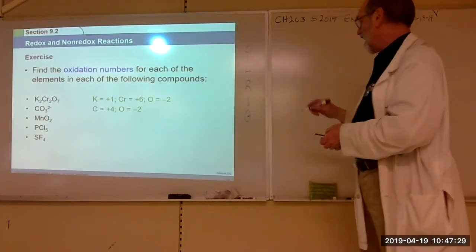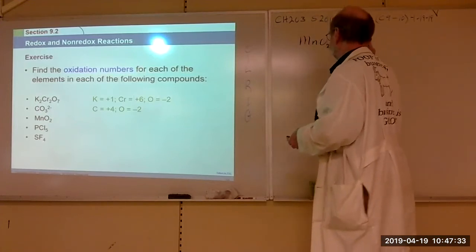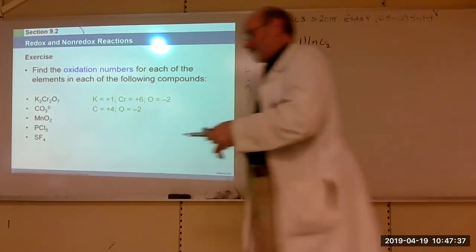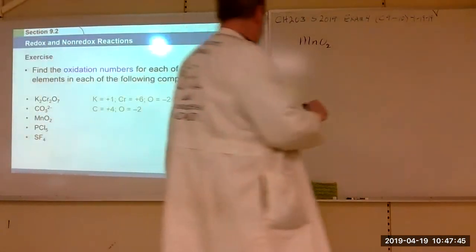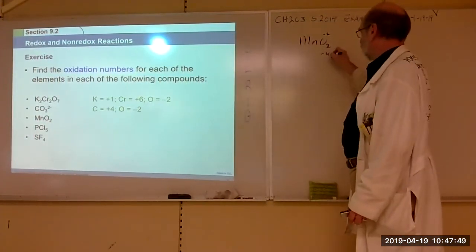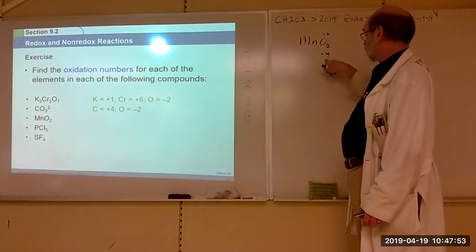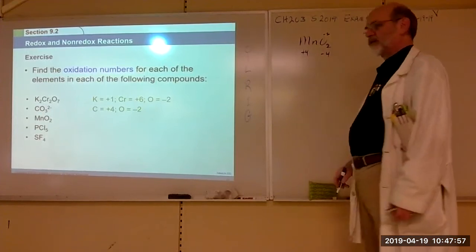How about manganese dioxide? Where do we start with this one? Start with the one you know. Oxygen is -2. So a total of -4. The molecule's neutral, so we balance all those -4s with this one: +4.